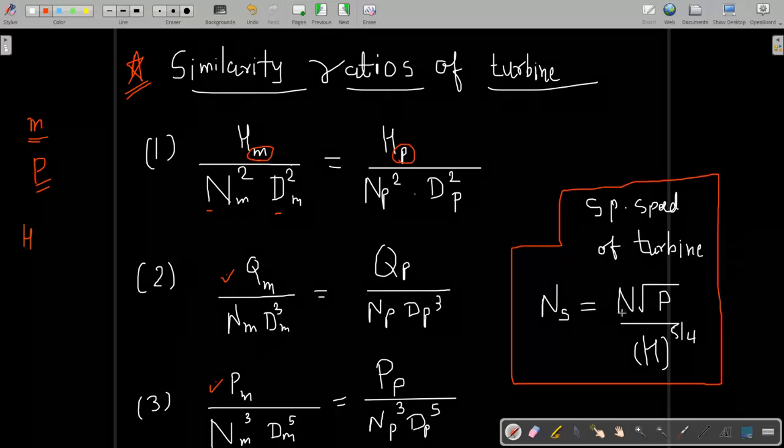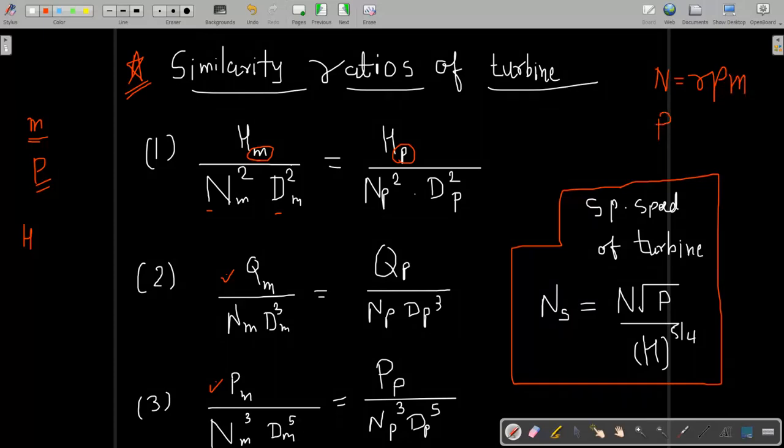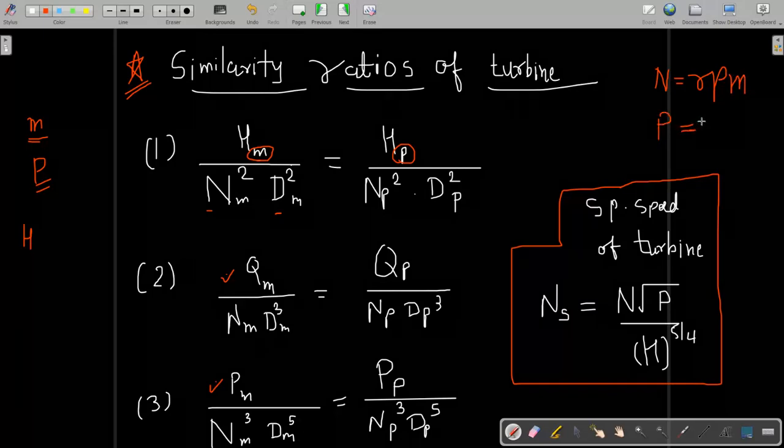So the specific speed of the turbine is given by the equation N under root P divided by H raised to 5 by 4. But remember one thing, here N, that means rotational speed, you have to take in RPM, power you have to take in kilowatt, not in simple watt, and head in meter.